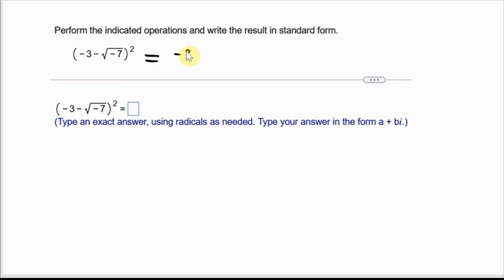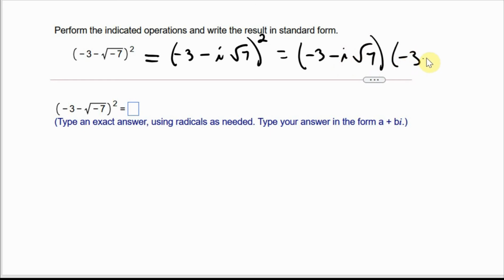So this is the minus 3 in parentheses, minus, you can take that negative out of the radical and make it an i on the outside times the square root of 7, all to be squared. Remember, this is broken up into 2 pieces, just repeating itself, right? So now we FOIL that.